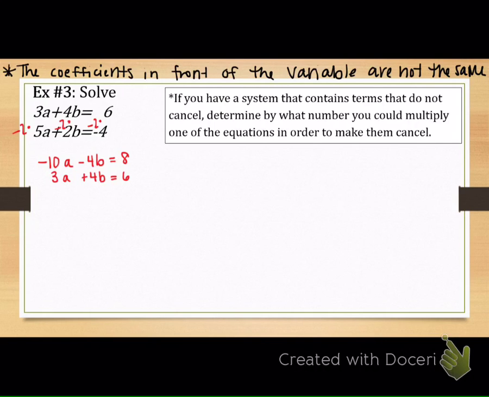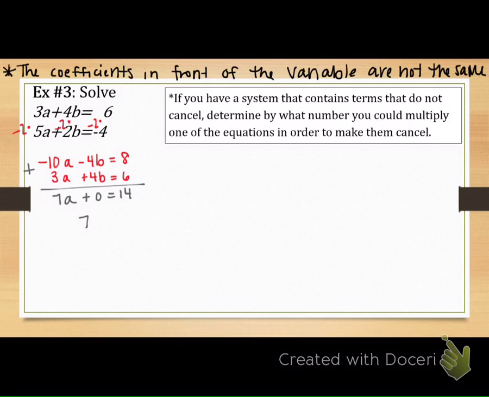So now can I add the 2 equations together? Are we good there? All right, so let's add them together. -10 plus 3 is 7a. That becomes 0. 8 plus 6 is 14. So I have 7a equals 14. Sarah? Thank you for telling me before we got to the end of the problem and the whole answer was wrong.